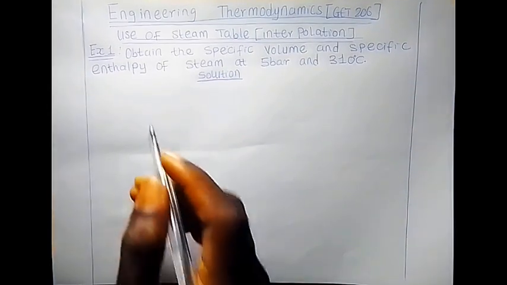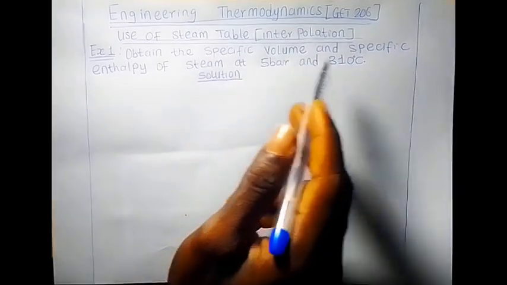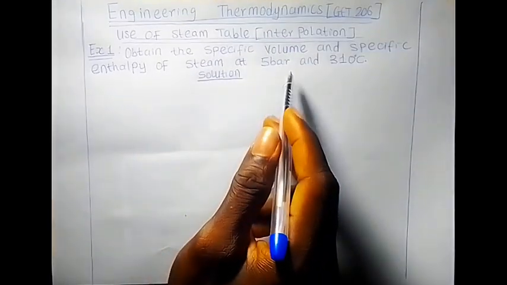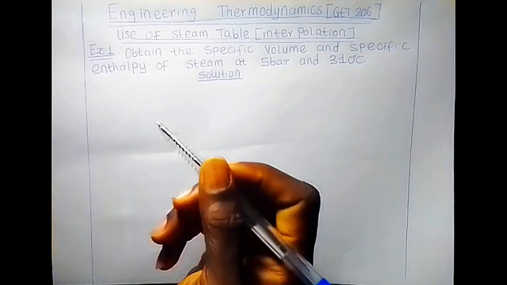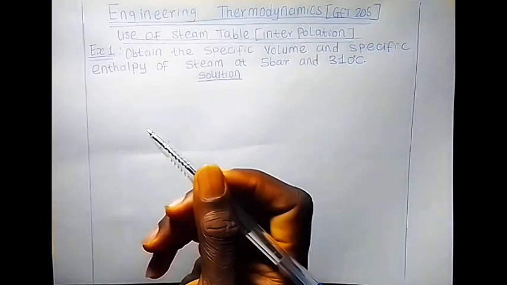So scientists carried out experiments and found out the values at each temperature and pressure, and they wrote it down. So now we're asked to obtain the specific volume and specific enthalpy of steam at this pressure and this temperature. Now we don't know it. So what do we do? We use our steam table.